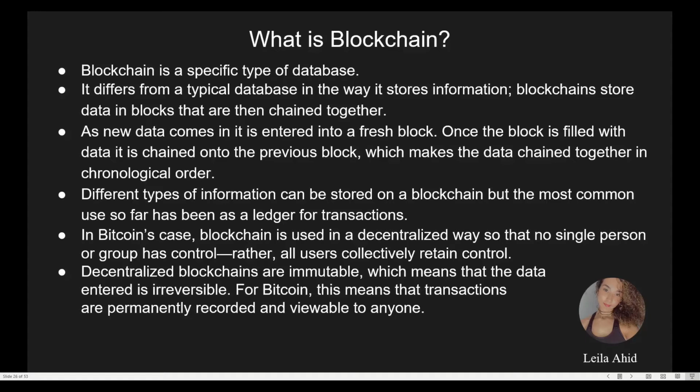The most common info stored on a blockchain is cryptocurrency transaction history. Other things like legal contracts or product inventories can be stored too. In Bitcoin's case, blockchain is used in a decentralized way. However, private, centralized blockchains, where the computers that make up the network are owned by a single entity, do exist.